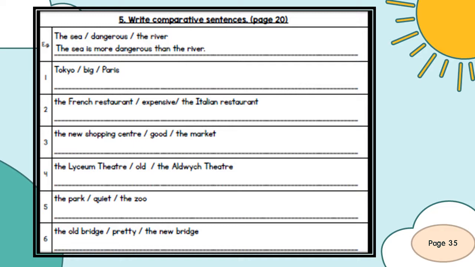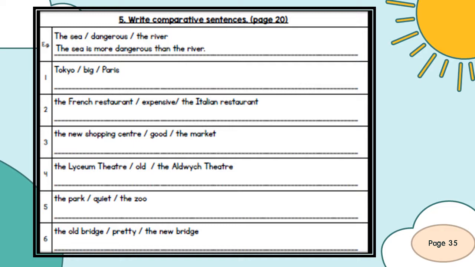Question number 5. Write comparative sentences. When we want to write comparative sentences, we have to change the adjective. For example, the sea, dangerous, the river. The comparative adjective for dangerous is more dangerous. And when we want to compare 2 things, we have to use the word than after the comparative adjectives.